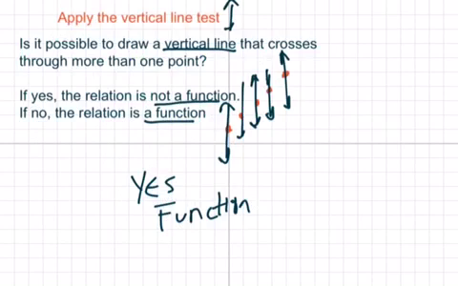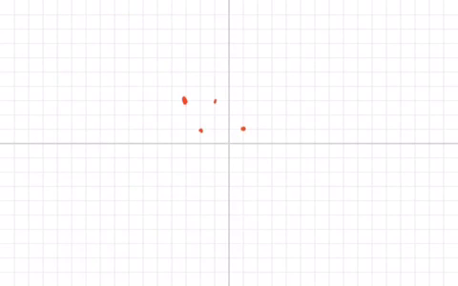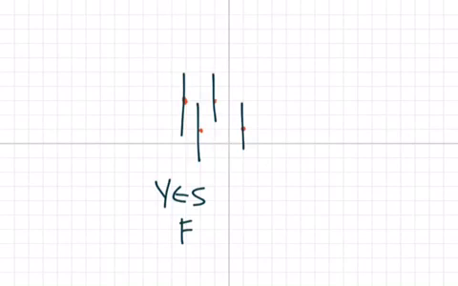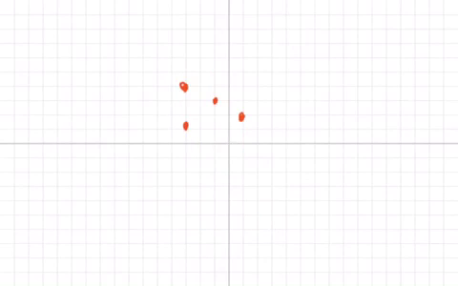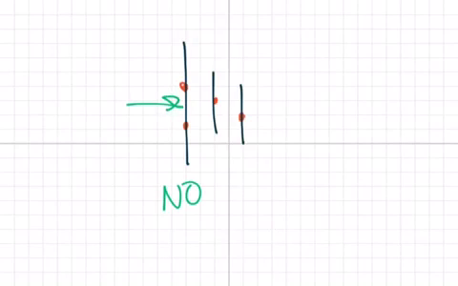Next example. Okay, so all my vertical lines only go through one point. So yes, this is a function. Next example, drawing vertical lines. The problem is right here because this vertical line goes through 2 points. Therefore, this is not a function.